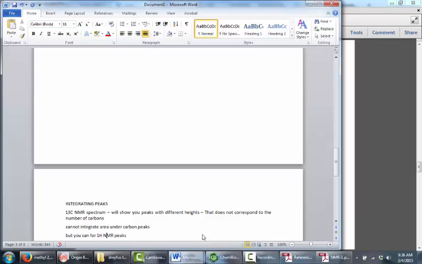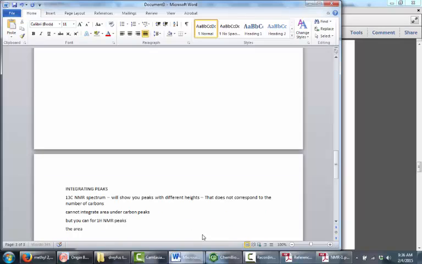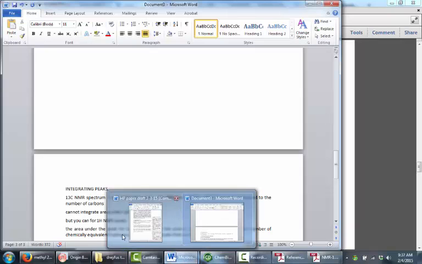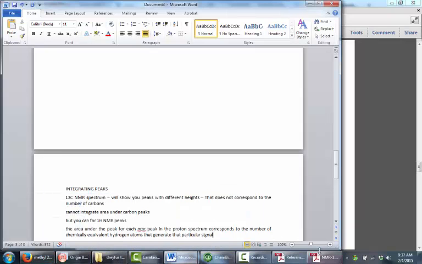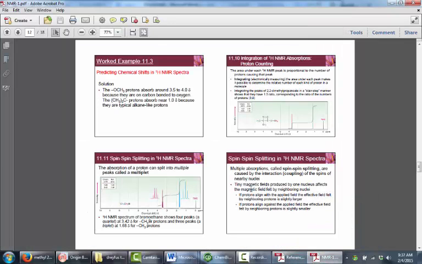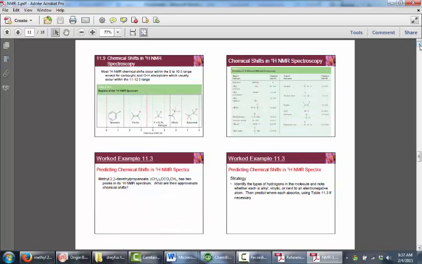So here, the area under the peak for each NMR peak in the proton spectrum corresponds to the number of chemically equivalent hydrogen atoms that generate that particular signal. And I can see that, let's see if we look at this example here, let's look at methyl, hold on, where is this peak? Methyl propanoate, this guy, methyl 2,2-dimethyl propanoate. I'm going to draw that structure in ChemDraw here.